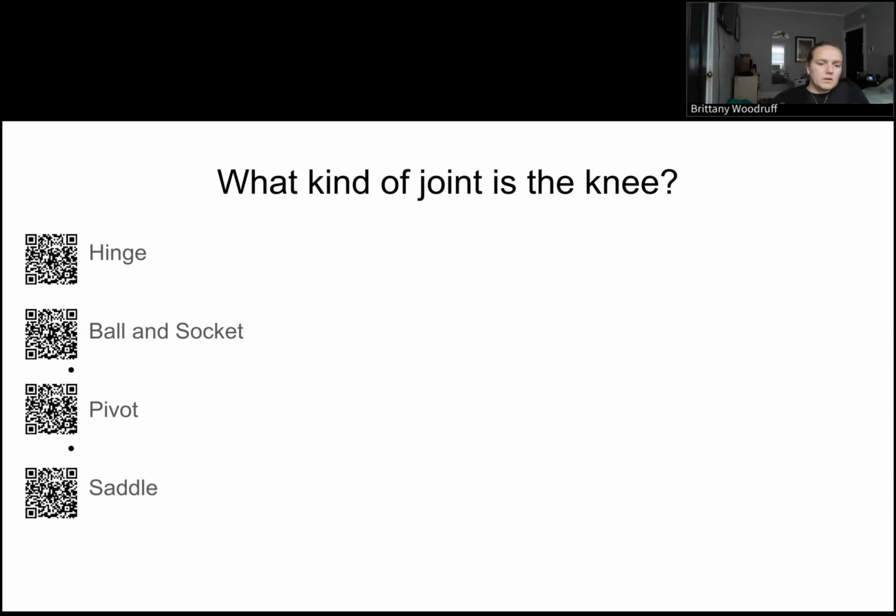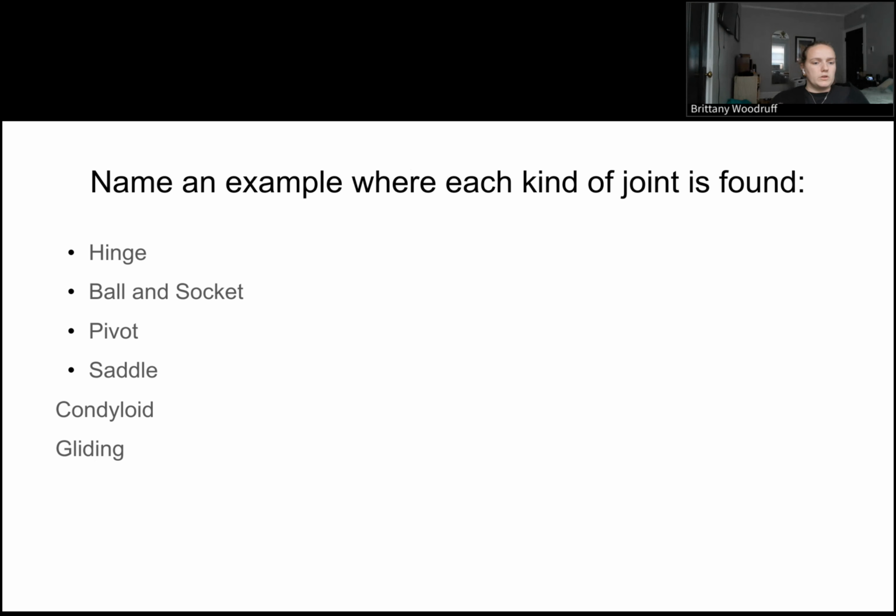Yeah, so the knee is going to be a hinge joint. Okay. I have in a couple slides where each joint is found, so I'm just going to do it on here. So examples of hinge joints, your knee, like we just said, your elbow, stuff like that. Okay. Hinge joint just allows this back and forth movement.